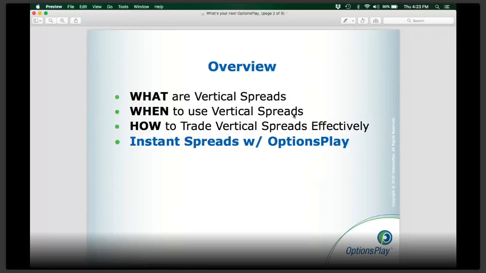We'll talk about that. And then lastly, like I said, we're going to use OptionsPlay to show you some actual real life examples and show you real differences between credit versus debit spreads, so that you know how to use them effectively in your portfolios. So let's just start real quick about what are vertical spreads.